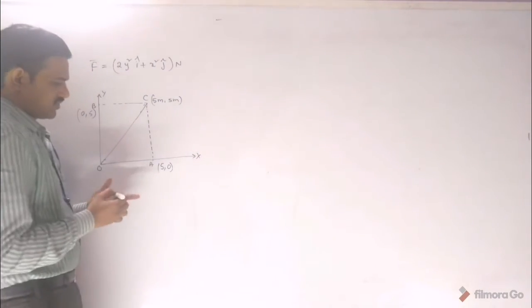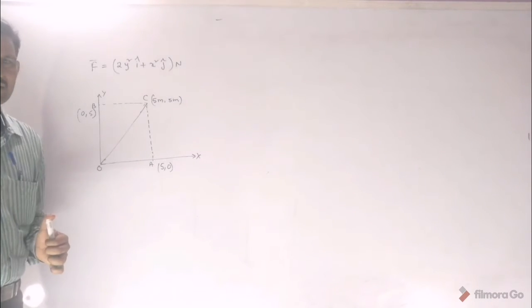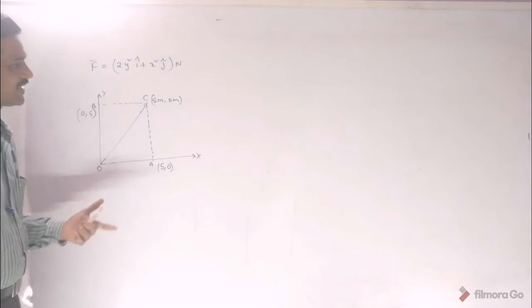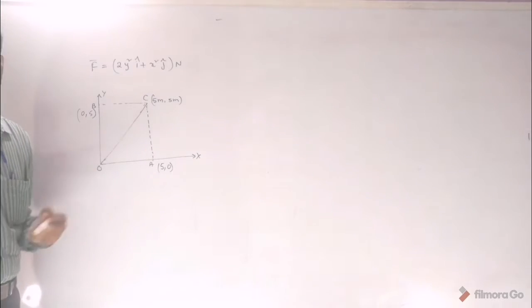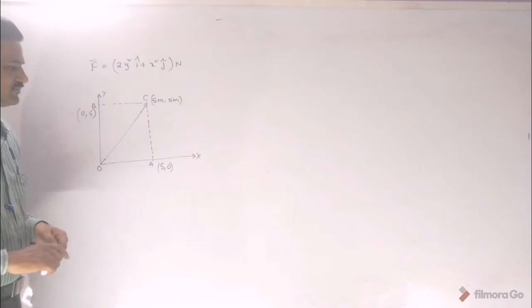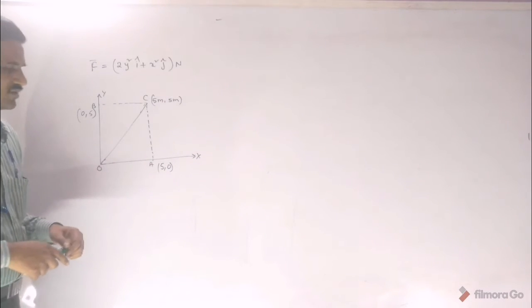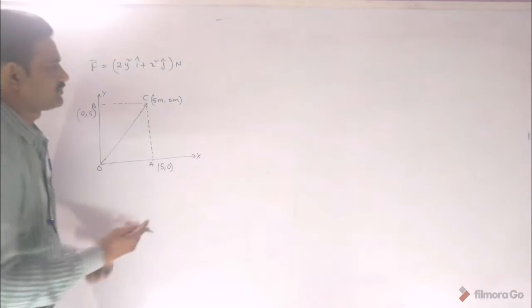And so now work done is required here. Along the different paths, I already asked. If you are calculating work done along different paths and if they are equal, then you can say it is a conservative force, and if they are not equal, then you can say it is a non-conservative force. So work done along one path I will explain, the remaining you can solve, right? So along the OAC path I will explain here.